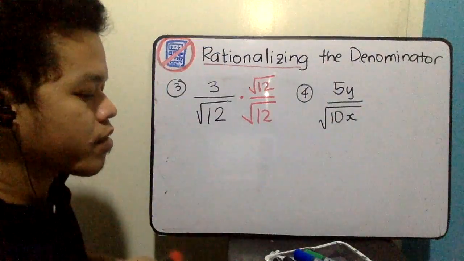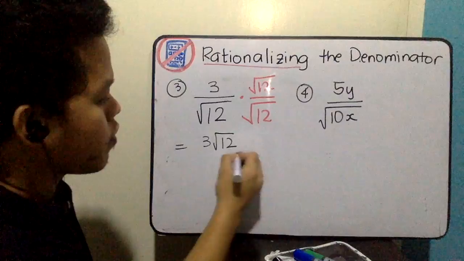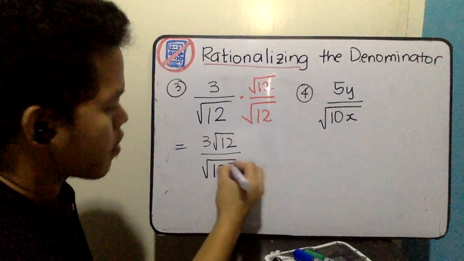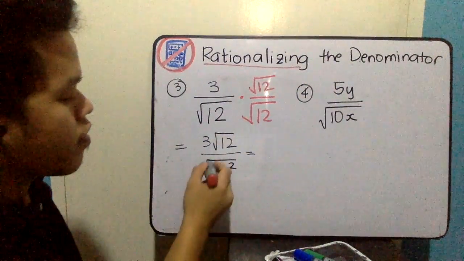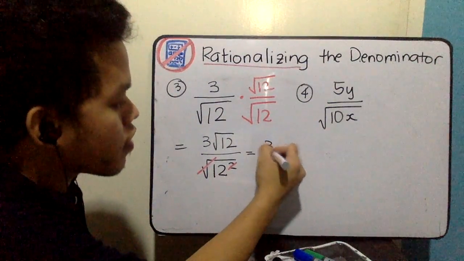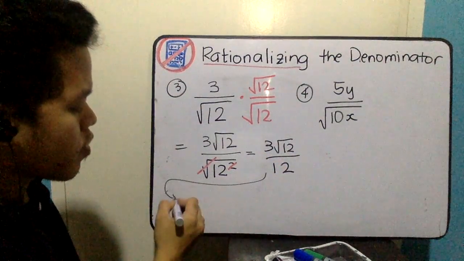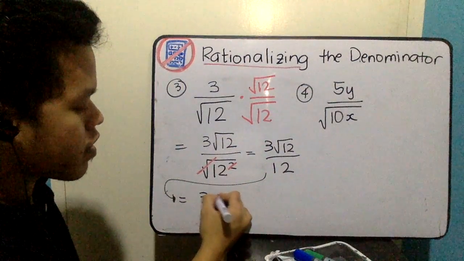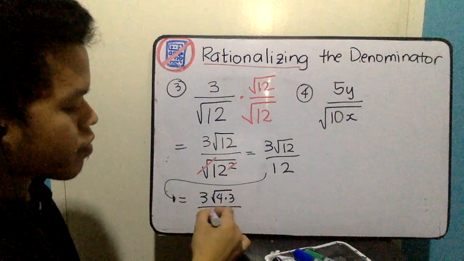So when you do that, you can actually have 3 square root of 12 all over square root of 12 squared. Okay, you don't have to multiply them because you know that when you do this, you can cancel out square root and squared. So that will give you 3 square root of 12 all over 12. So what we can do here is to further simplify square root of 12, which can be expressed as 4 times 3 all over 12.